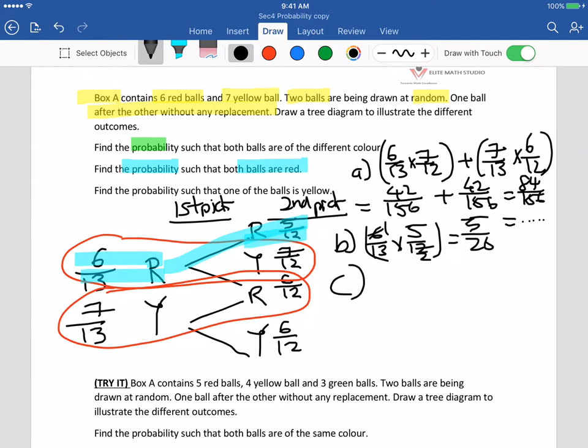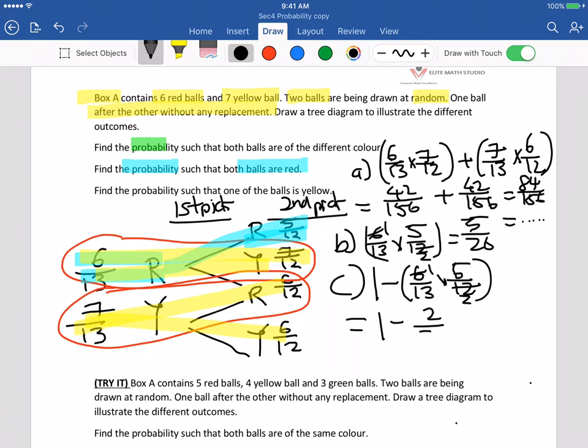Part C, find the probability that one of the balls is yellow. So we'll be here, here, and here. I think the fastest way is to take 1 minus the probability that both are red. 6 out of 13 times 5 out of 12. So it equals 1 minus 5 out of 26. Sorry, pardon me, it should be 5 out of 26. Which equals 21 over 26.